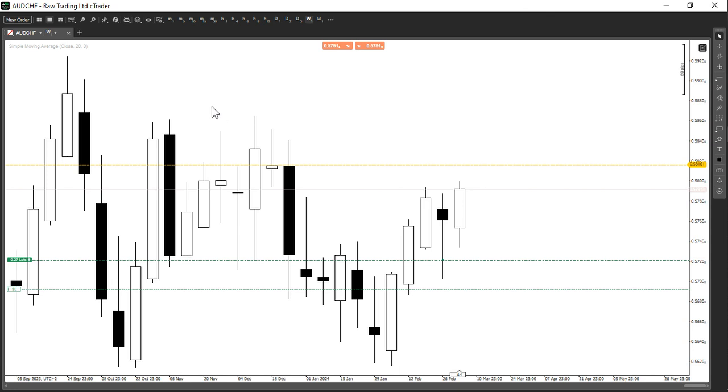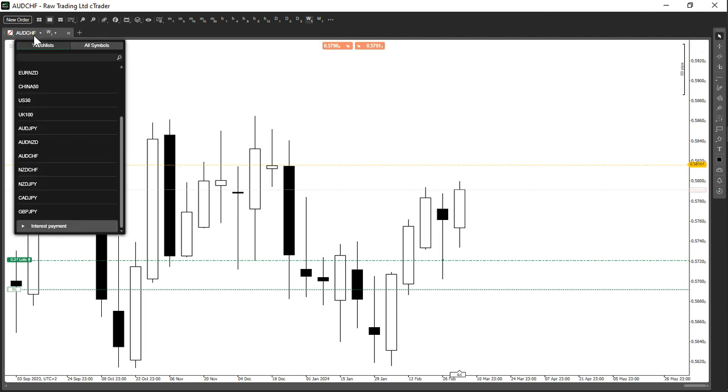Right here I'm trading the Australian dollar against the Swiss franc. The Australian dollar has interest rates of 4.35%, whereas the Swiss franc has interest rates of 1.75%. So you can definitely see the difference there if I'm buying Australia against the Swiss franc.